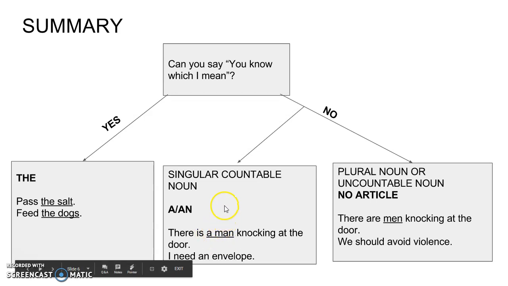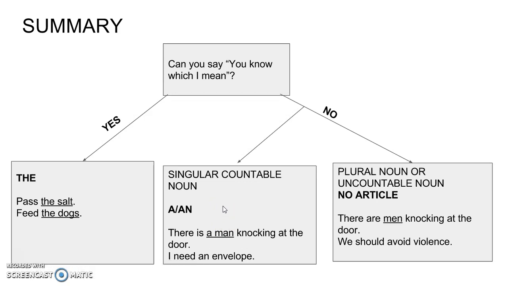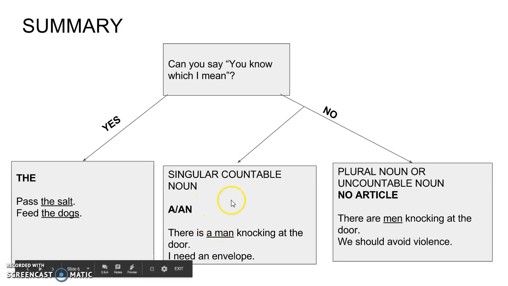If it's countable as well, you can count men. You can go 1 man, 2 men, 3 men, 4 men, etc. And for that reason, it is a countable noun as well. It's singular, it's countable, and we don't know which man is knocking on that door. So therefore, we're going to just say a. Now, let's keep on going.